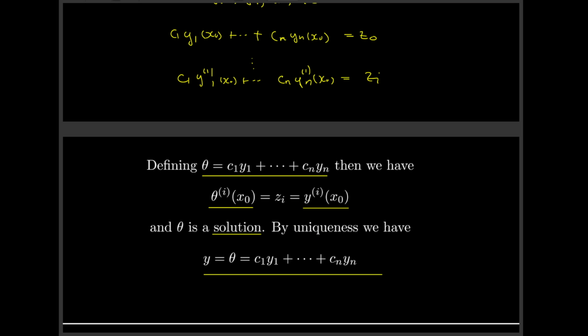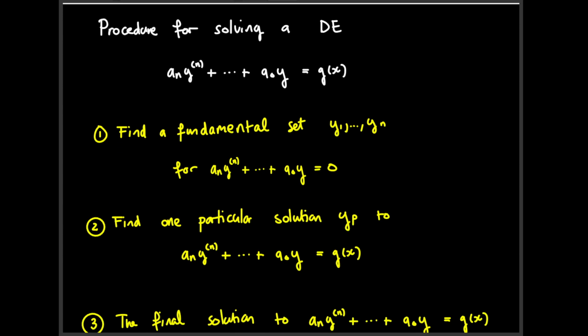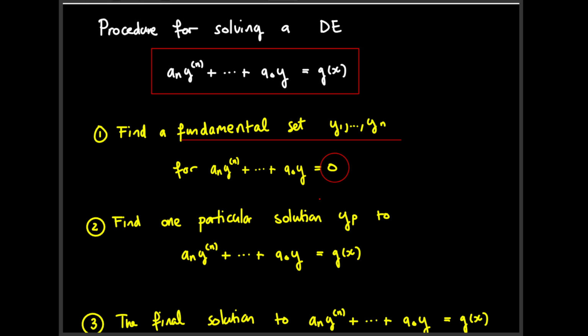Okay, so we can just wrap this video up by discussing in general how one would solve a linear differential equation. So here is how we solve a linear differential equation. First, we need to find the fundamental set for the associated homogeneous equation. So given any linear differential equation like this, we consider the homogeneous equation that's associated to it, just setting the right-hand side equal to 0. Then, because this is a homogeneous equation, we look for a fundamental set to it. So we find a fundamental set to this associated homogeneous equation.